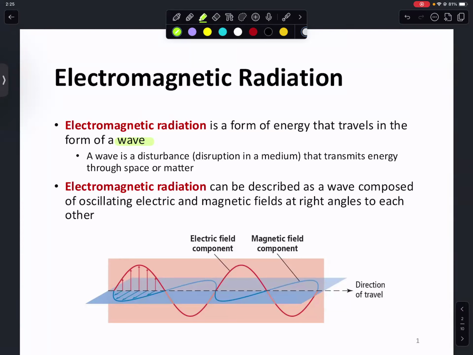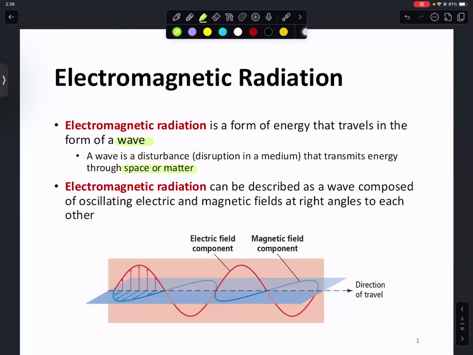in a medium. An example you can think of is if you drop a pebble in a pond and it creates those circular waves. These are the disturbances it created in the medium, which is water. And a wave is a disturbance that transmits energy through space or matter.